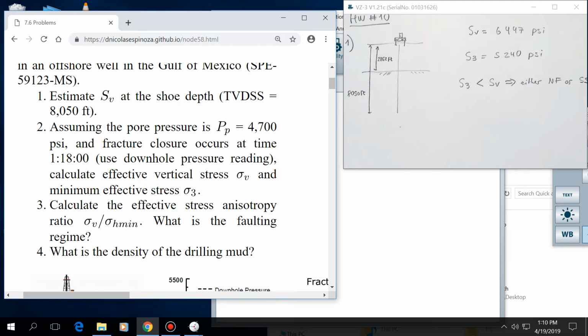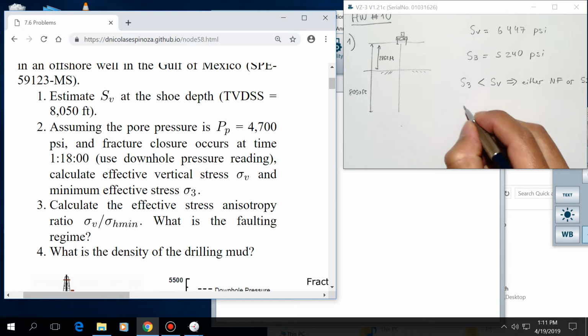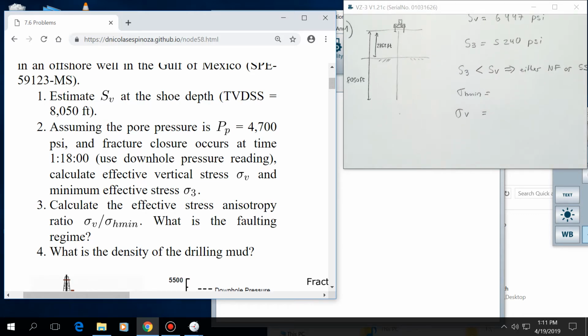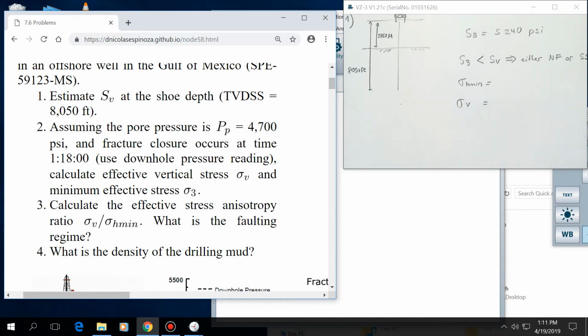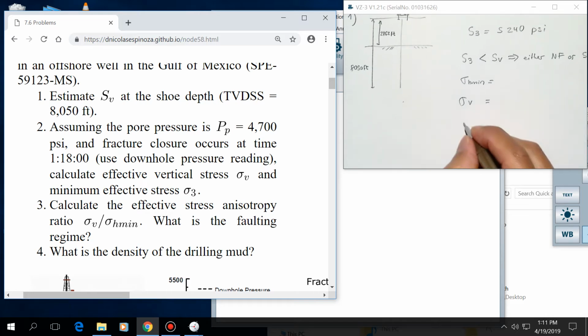All right, so you already have those two values. I'm not going to write them, because you have to do the homework also at home. So here you're going to get sigma H min, and here you're going to get sigma V. And now the next step is to compute the anisotropy ratio, sigma V divided by sigma H min. And I'd like that you tell me what that value is.